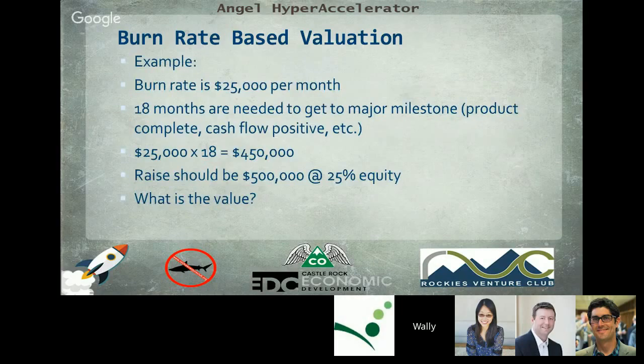So if you're burning 25 grand a month and you need 18 months to get to the next major milestone, and by the way, that's what you should be thinking about as you think about how much you need to raise: not buying runway, but buying milestones that will make you investable for Series A or for positive cash flow. So you figure out the total amount of cash you need, and in this case, it's going to be about $500,000. And so if you have $500,000 invested at 25% equity, you can calculate the value. Next slide.